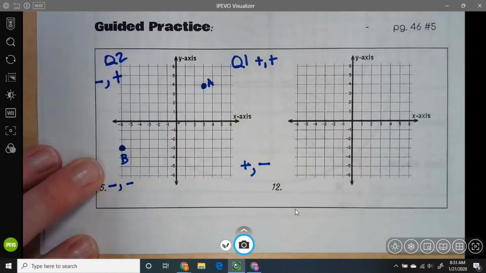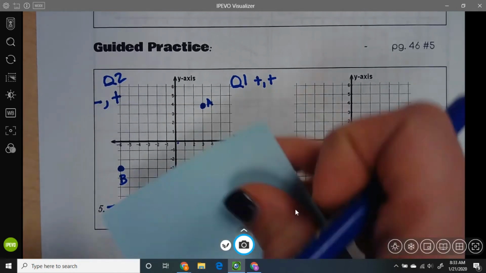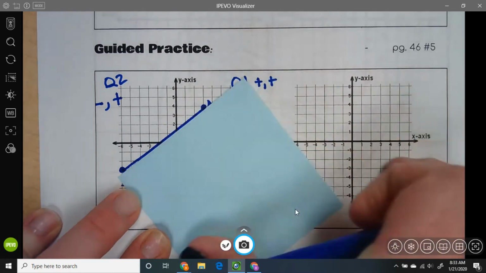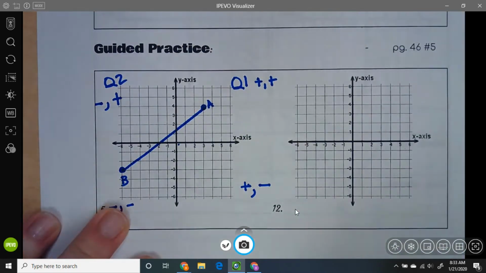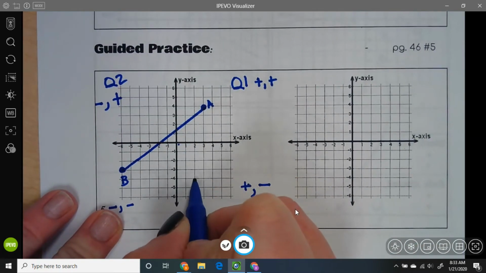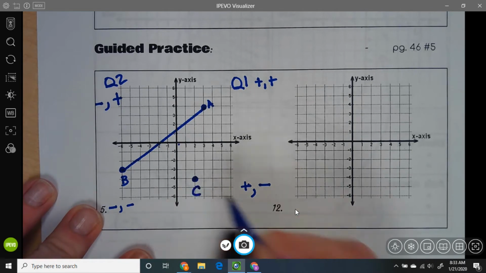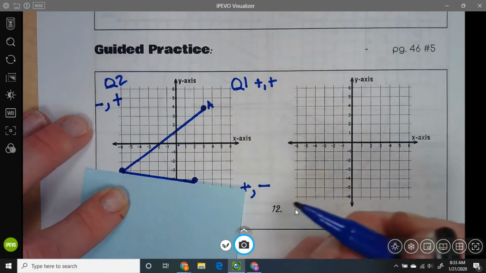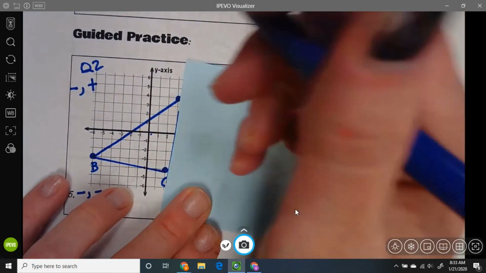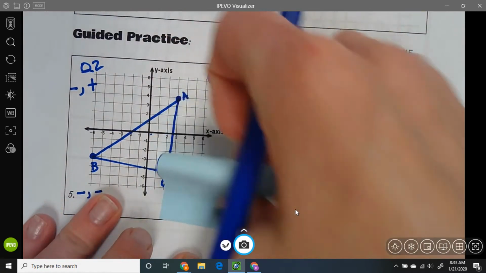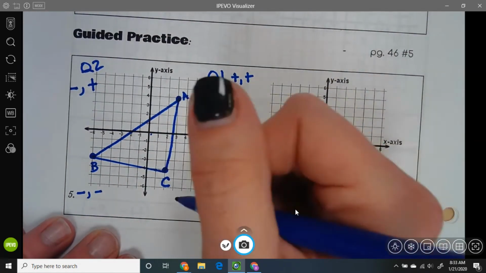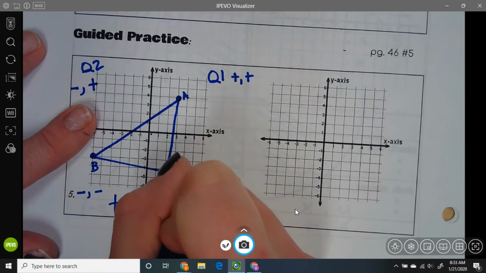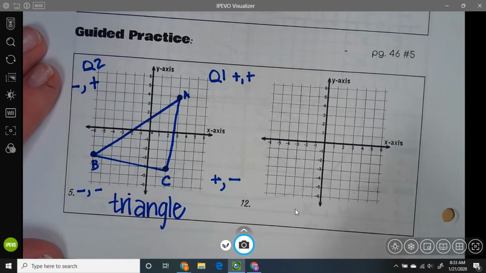So it said to connect them in order. And then C is at 2 and -4. And then you need to connect it back to the start. And so you have a figure, and it says name each figure formed. So I would say this is a triangle. If you know the specific type of triangle it is, you could say that as well.